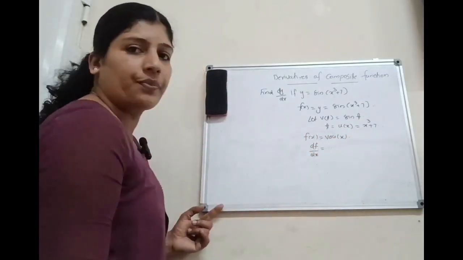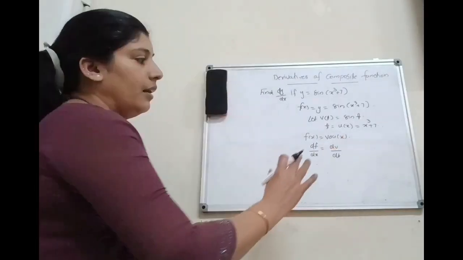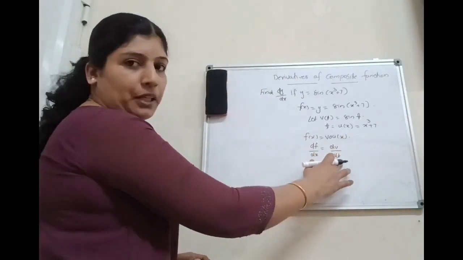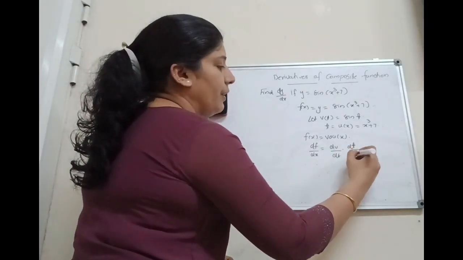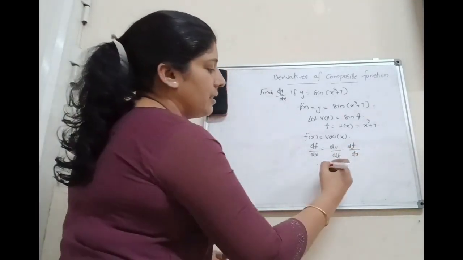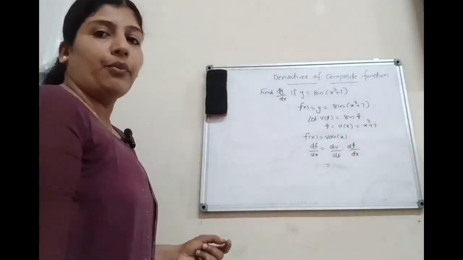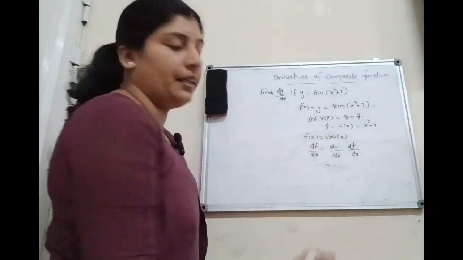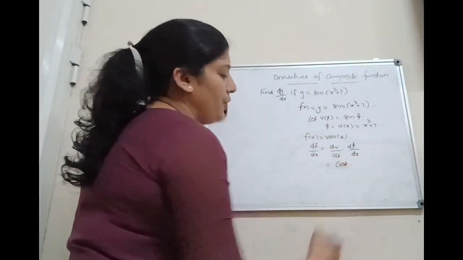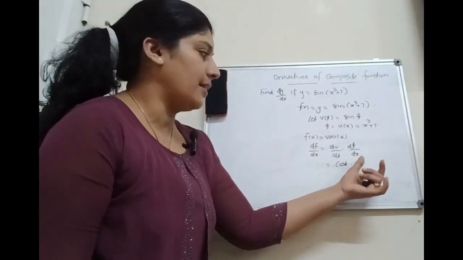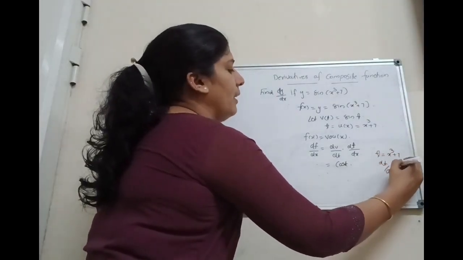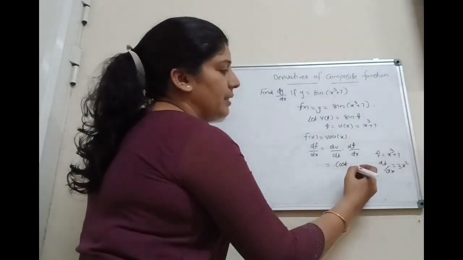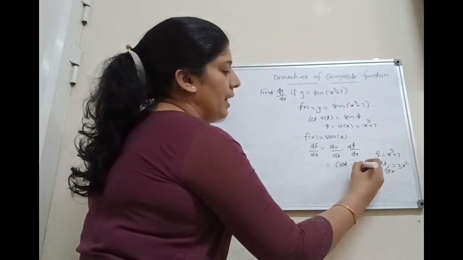It is equal to dv by dt. We have to find out the derivative of v with respect to t into the derivative of t with respect to x. That is equal to, here dv by dt, here v is sin t, then the derivative of sin t is cos t, into then dt by dx. Here t is equal to x cube plus 7, then dt by dx equal to what? 3x square. That is, it is equal to into 3x square.